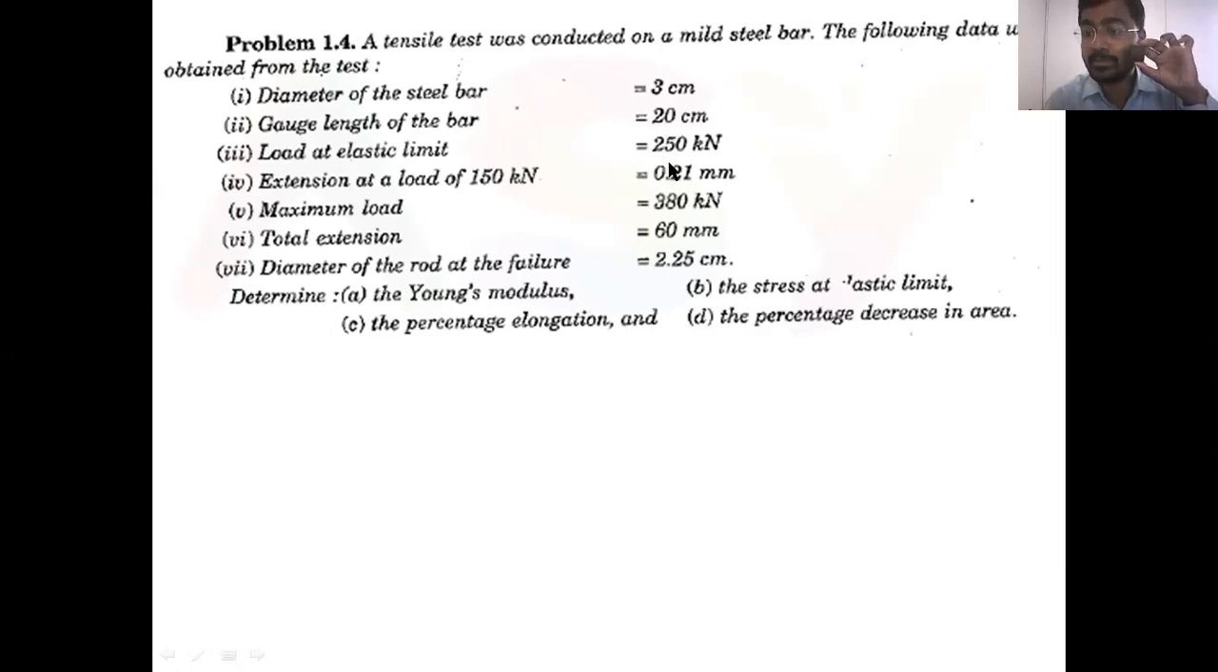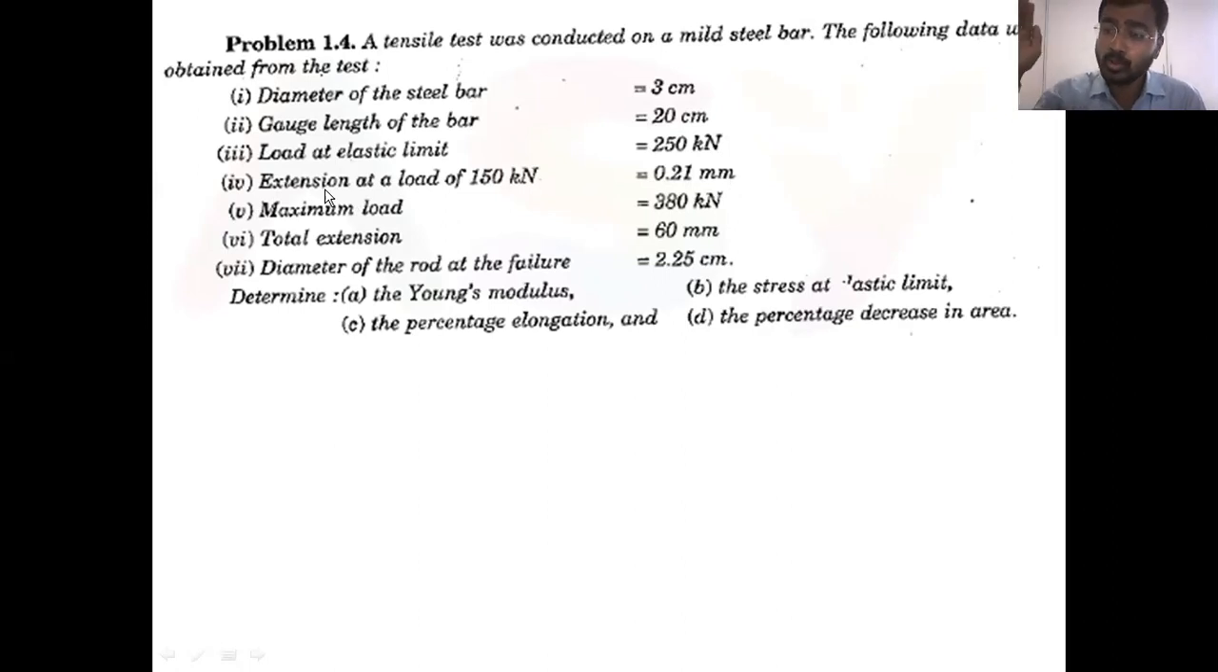What do you mean by an elastic limit? Whenever I apply a load here, it has some elastic property. Up to that elastic property, it can regain its original shape and size. So that is the reason that up to that point the elastic load is 250 kilonewton. Now the extension at a load of 150 kilonewton: what is the extension at 150 kilonewton load? It is about 0.2 mm.